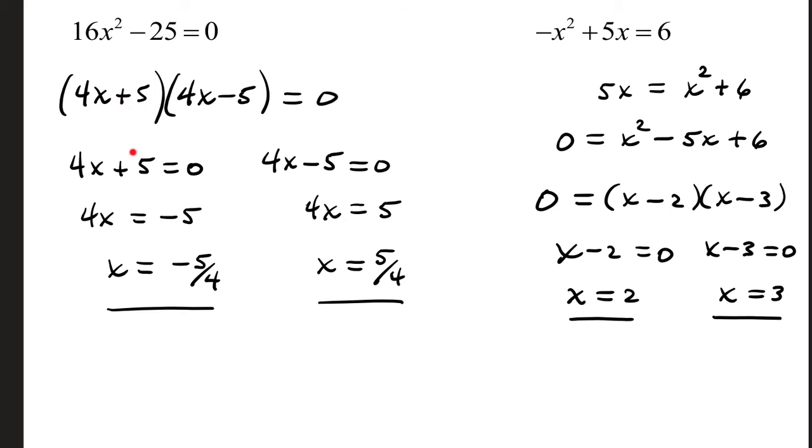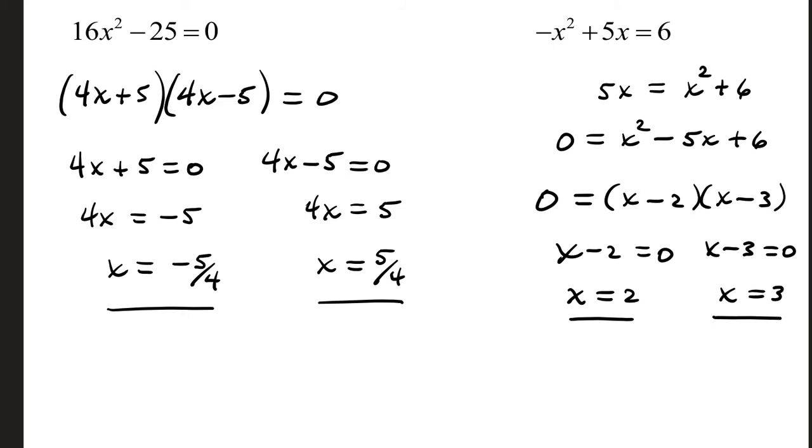4x plus 5 is equal to 0. Subtract 5, divide by 4, and x is negative 5/4. 4x minus 5 is equal to 0. When we add 5 and divide by 4, we get x equals 5/4. So if you run into a difference of two perfect squares, your answers will have opposite signs.